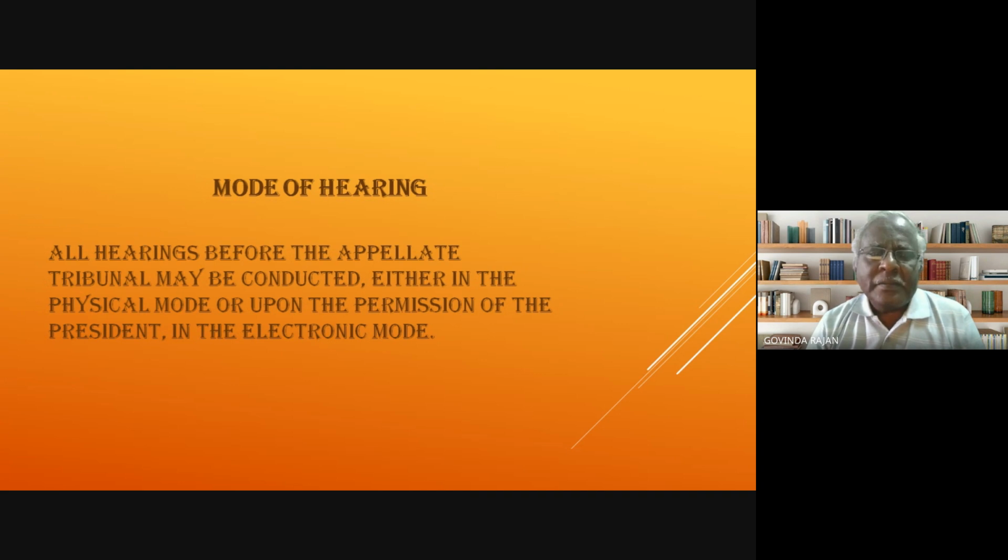Mode of hearing. Normally, in civil or criminal cases, most hearings are in person, in physical mode. Since technical development, it is possible, even after Corona, so the online appearance through electronic mode is allowed. Now in every aspect of litigation, physical mode as well as electronic mode is allowed. In the cause list itself, it will be mentioned if personal hearing is required, that the parties should appear before the tribunal physically. Next, sir.